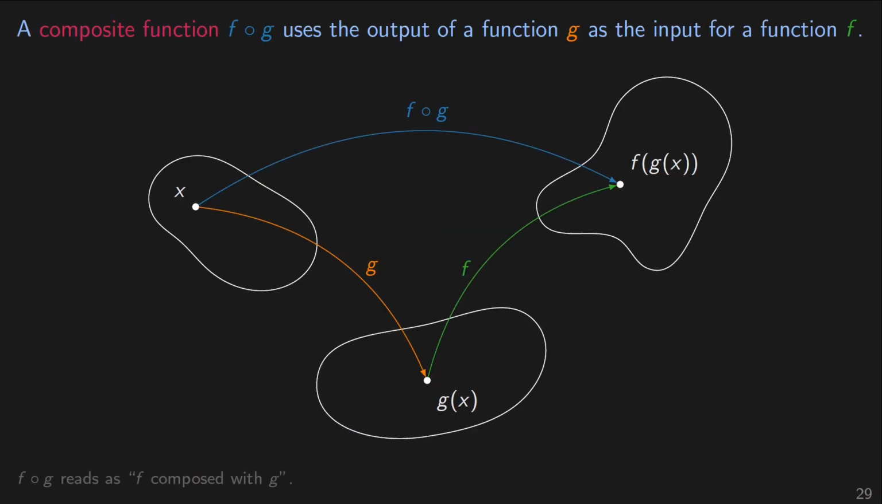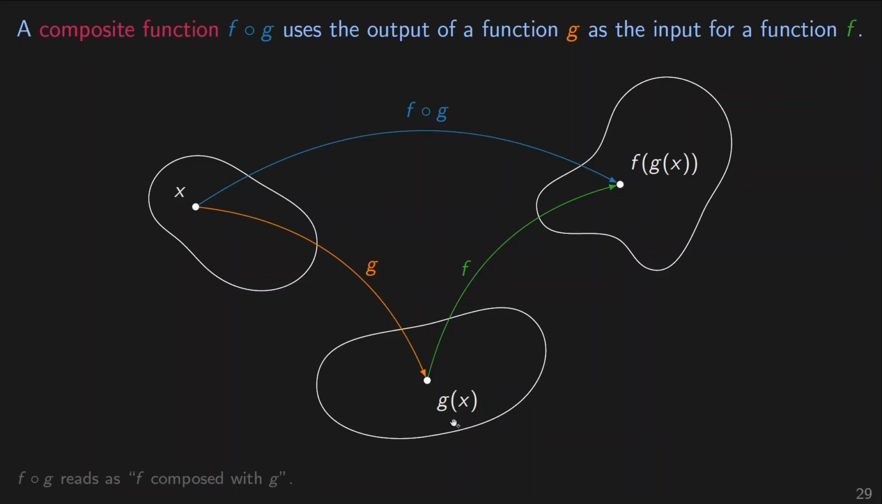So a composite function, f composed with g, that's how you read this little circle symbol, uses the output of a function g as the input for a function f, right? So what this means is that we have some domain. Here on the left, we have this domain, and there's a point in this domain, let's call it x, and we're going to use this value x as the input for the function g. So we compute g of x, and we end up in this range.